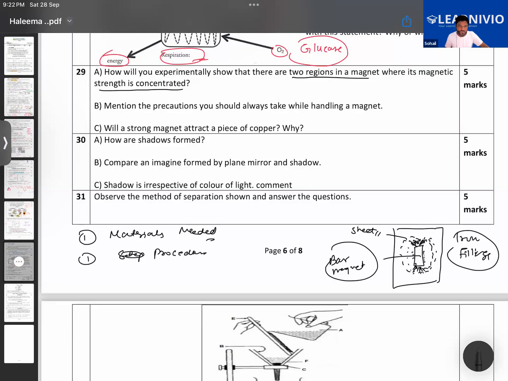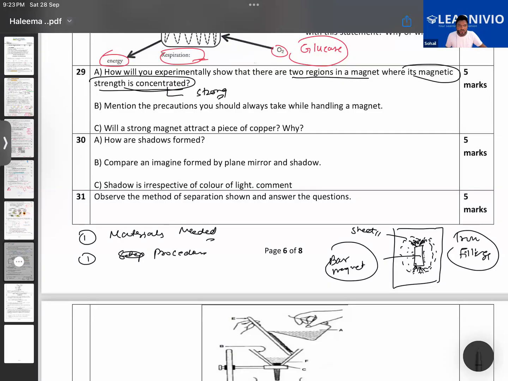Okay, that is one thing. Sir, concentrated means weaker only, right? Concentrated, we can say, in this term means it is accumulated. Concentrated means it is stored at that place. So it says where its magnetic strength is concentrated. So here you can take this term as strong.